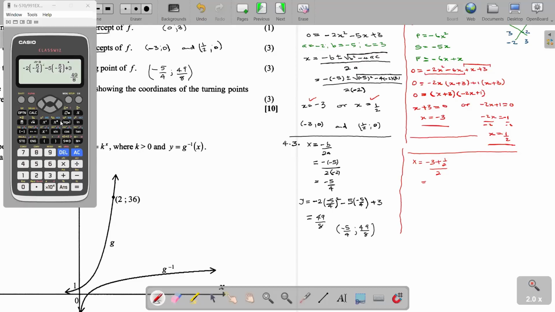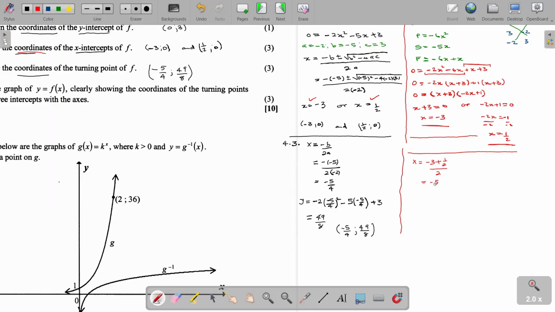So it's minus 3 plus 1/2, divided by 2. That is giving us minus 5/4. Once you get this x value, we substitute it in the original function.